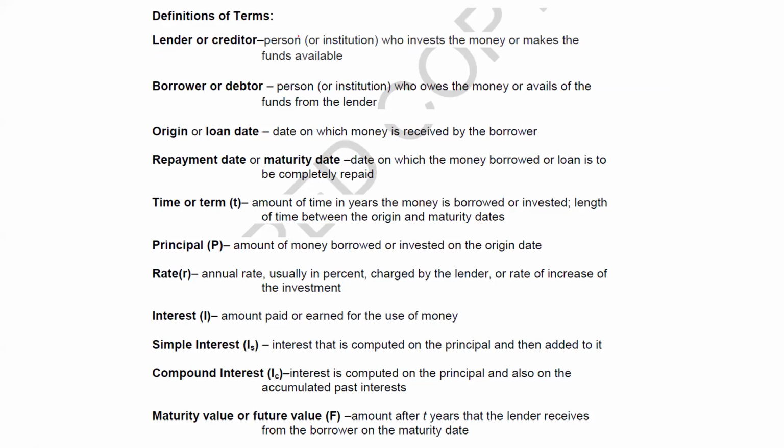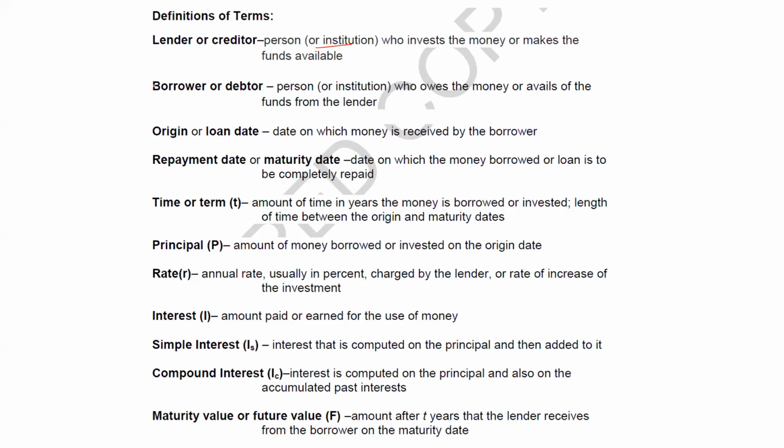Example ng lender natin, mga nagpapautang, pwede siyang tao, pwede siyang institution. Halimbawa, institution, bangko, or mga lending company. Halimbawa ngayon is BDO, BPI, pwede rin ang Home Credit. Ang tawag sa kanila, lender or creditor.